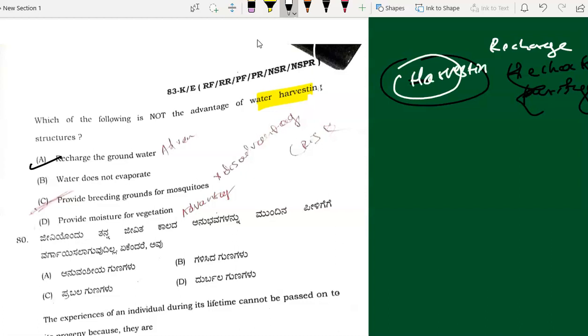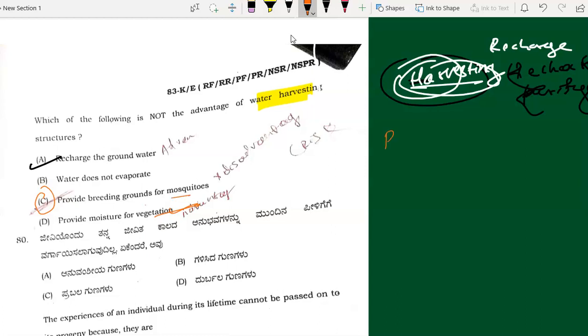So they are asking which is not the advantage. Water does not evaporate. So if you keep on harvesting water, the evaporation of water also goes down, and it will also provide moisturization, and it will also help the vegetation. If you want to grow anything, we need moisture, we need water, right? So this is one important risk factor we have in harvesting.